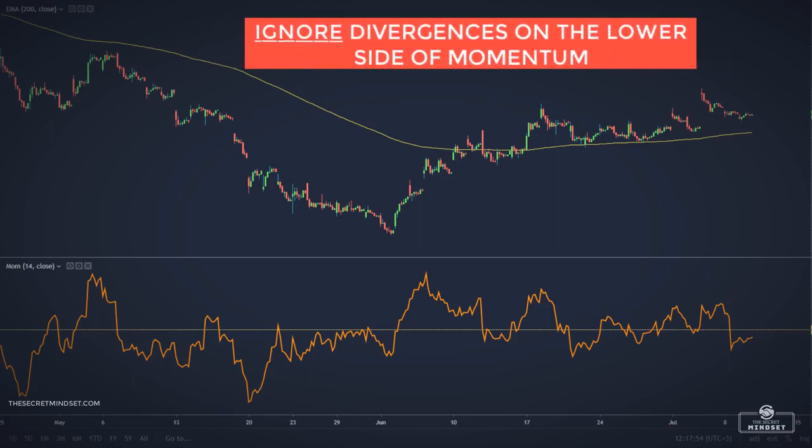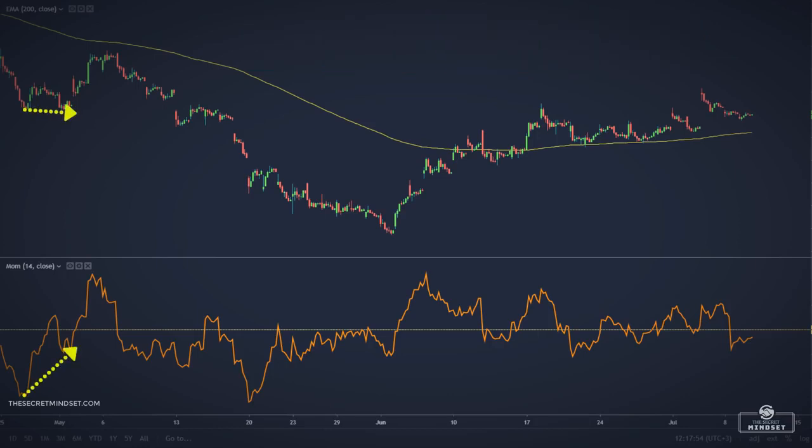Also, I know you will be tempted to take regular divergences on the lower side of the momentum. I noticed this divergence here, and yes, it was a good divergence trade, and another one here, with a potential entry here, a perfect trade, almost catching the market bottom.